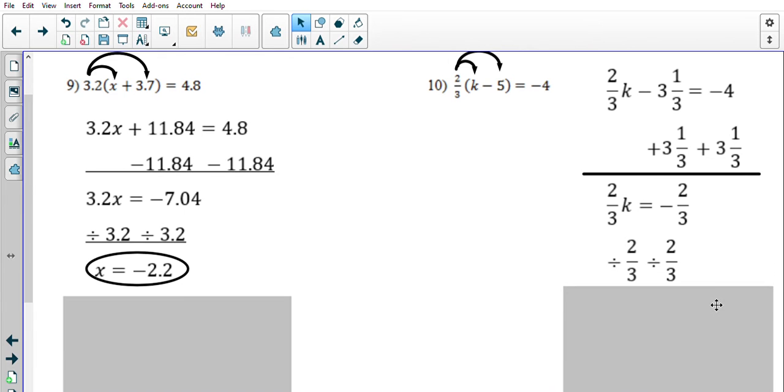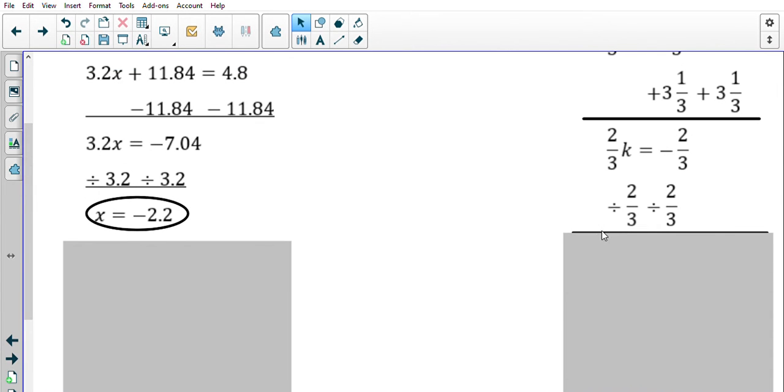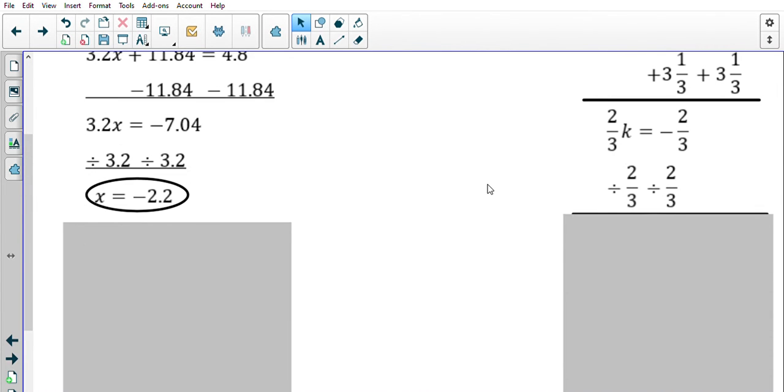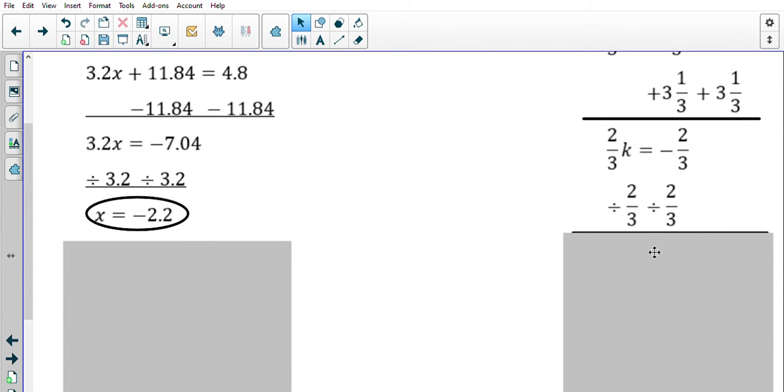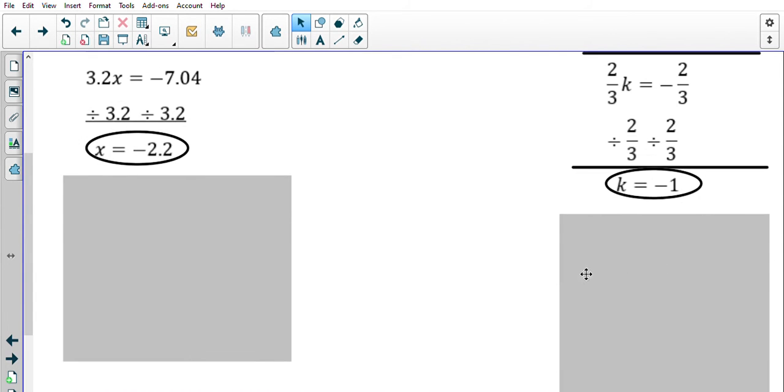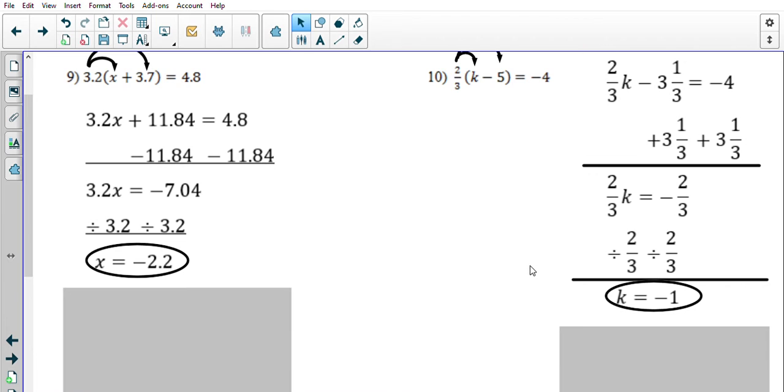Divide both sides by 2/3 since we're multiplying by 2/3. Negative 2/3 divided by positive 2/3 will get us negative 1. Whoops, sorry about that. So even though this problem involved some pretty nasty fractions throughout, we end up getting an integer for our solution. All right, let's move on to our next two, numbers 11 and 12.